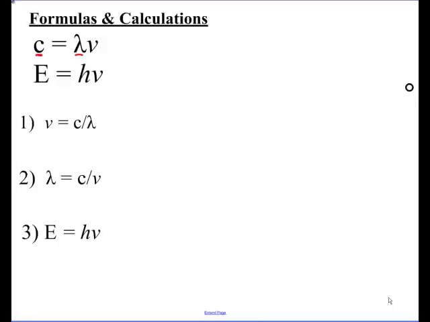Okay, so let's just say, for example, you were given a sample problem that said you have a wavelength that is 8.24 times 10 to the negative 7th meters. And the question is, what would be the frequency?